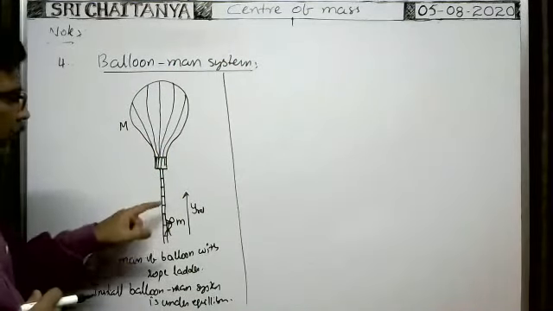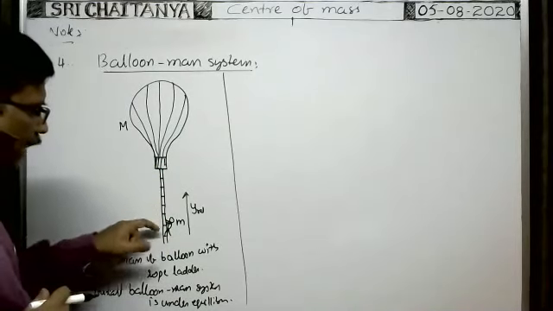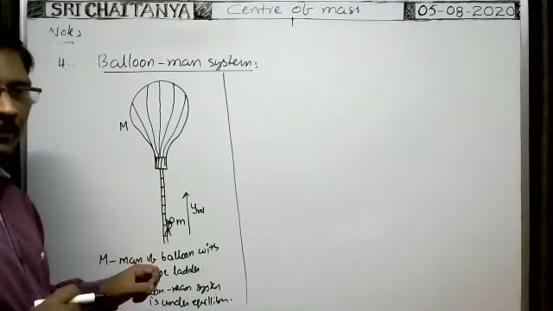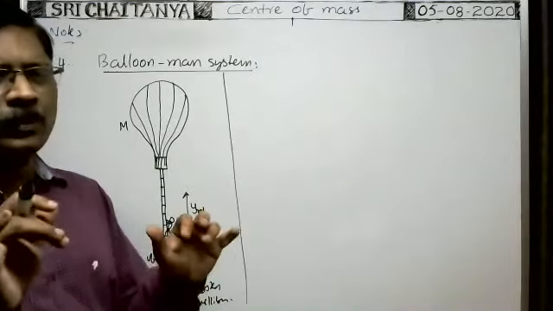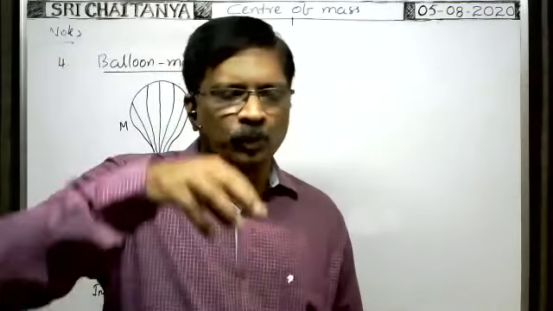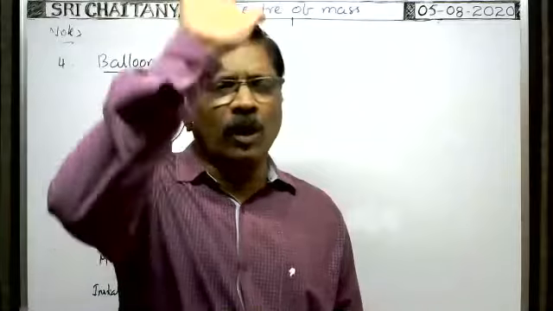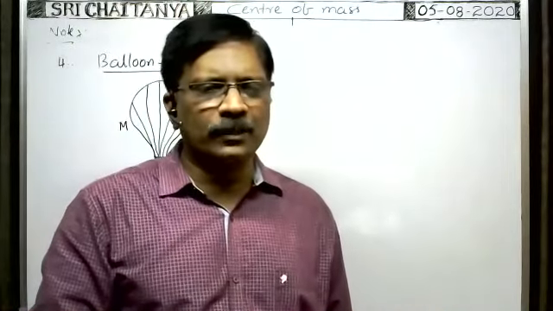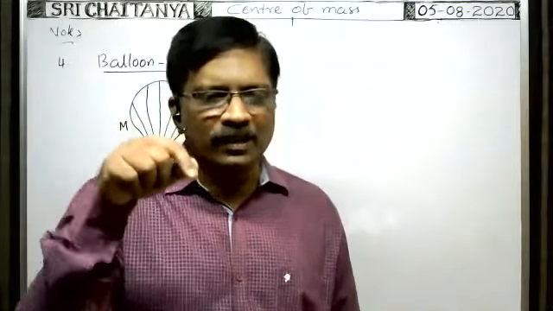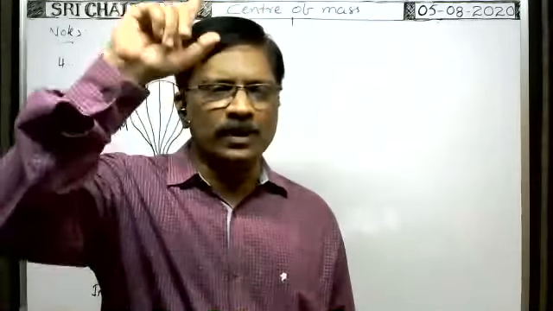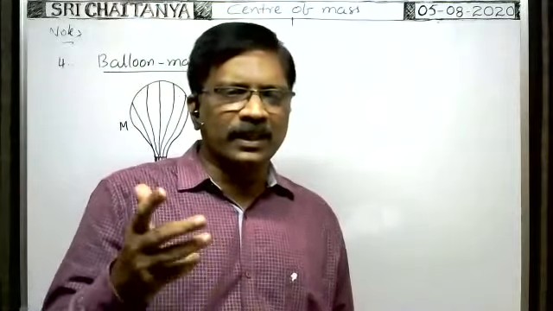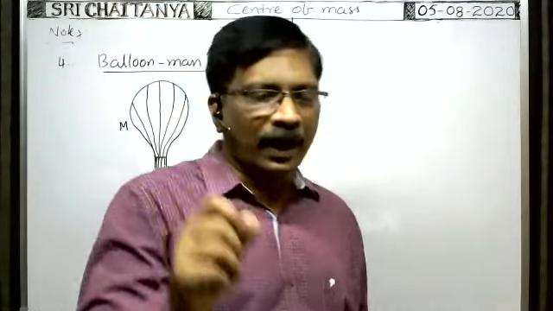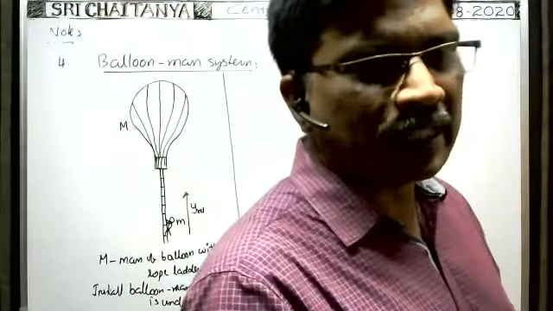Whenever the man moves upwards, definitely the man pushes this ladder downwards by means of his foot. When we go upwards on a ladder, by means of our foot we push the ladder downwards, and only then can we move upwards. Otherwise, without pushing the ladder downwards, are you able to move upwards on the ladder? No. That's why, while moving upwards on the ladder, we push the ladder downwards with a certain force.